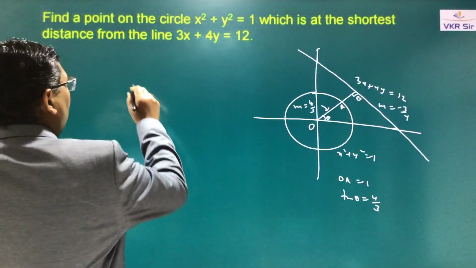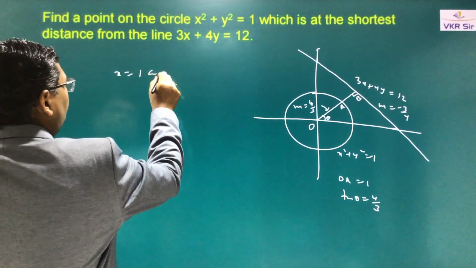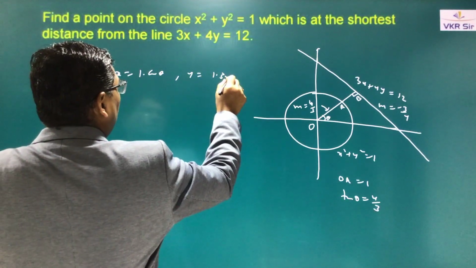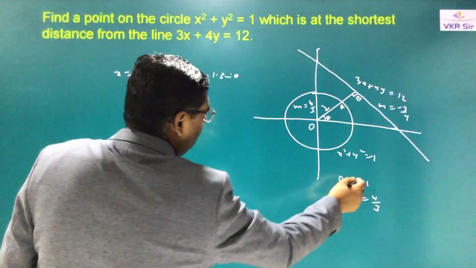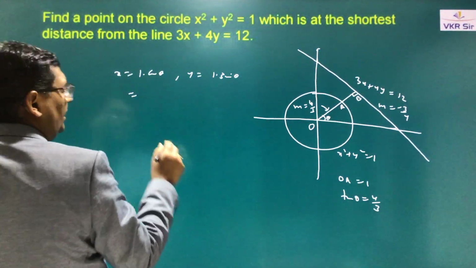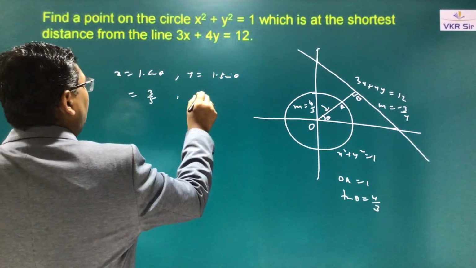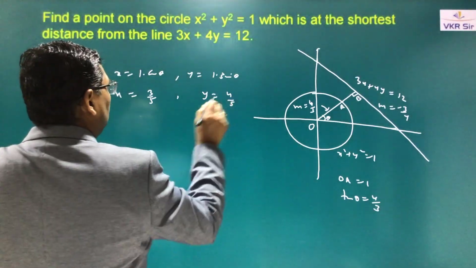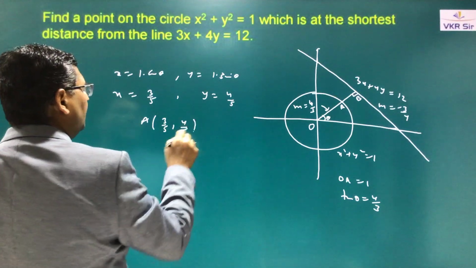To get the coordinates of A, we need x equal to r cos theta and y equal to r sin theta. All right. So here r is 1, and tan theta is 4 by 3, from where we can get cos theta. The cos theta is 3 by 5, and here y will be found as 4 by 5. So the coordinates of A that we have found is 3 by 5 comma 4 by 5, right?